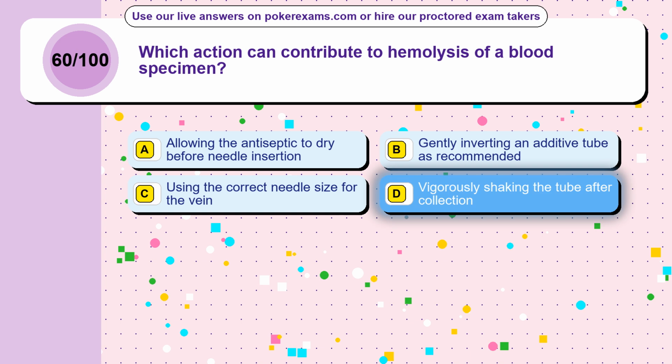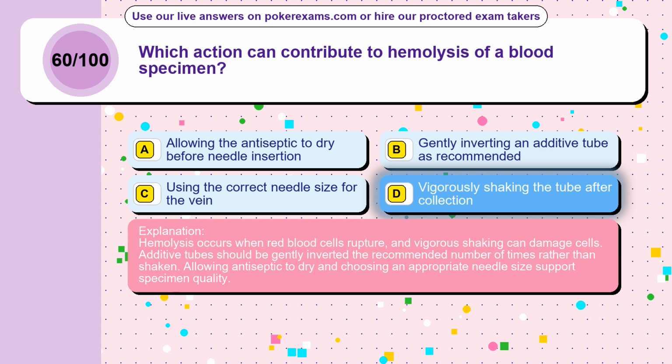The correct answer is option D. Vigorously shaking the tube after collection. Hemolysis occurs when red blood cells rupture, and vigorous shaking can damage cells. Additive tubes should be gently inverted the recommended number of times rather than shaken. Allowing antiseptic to dry and choosing an appropriate needle size supports specimen quality.